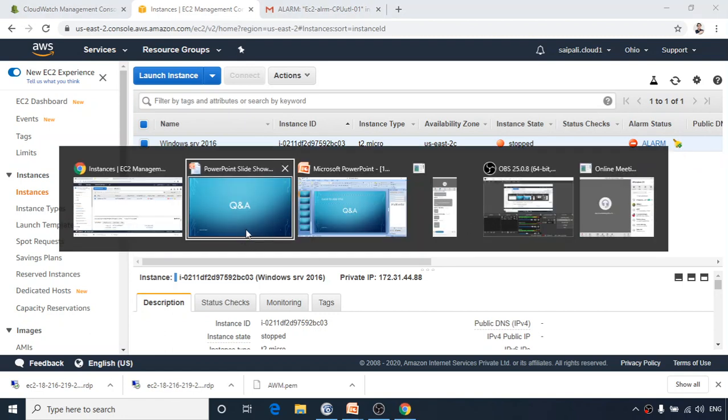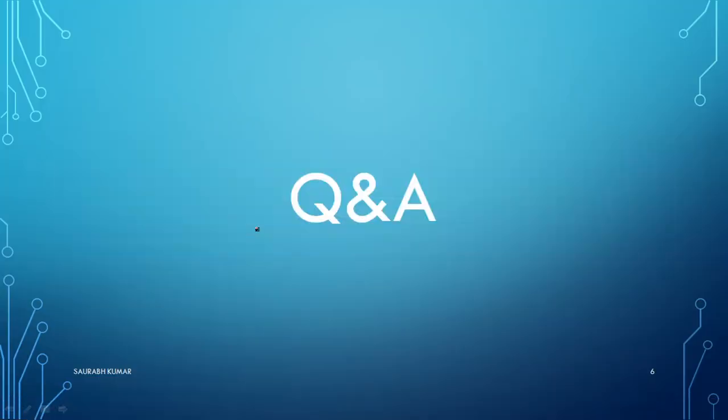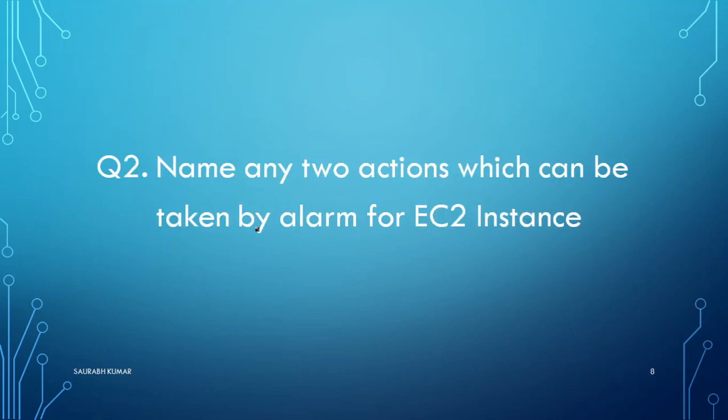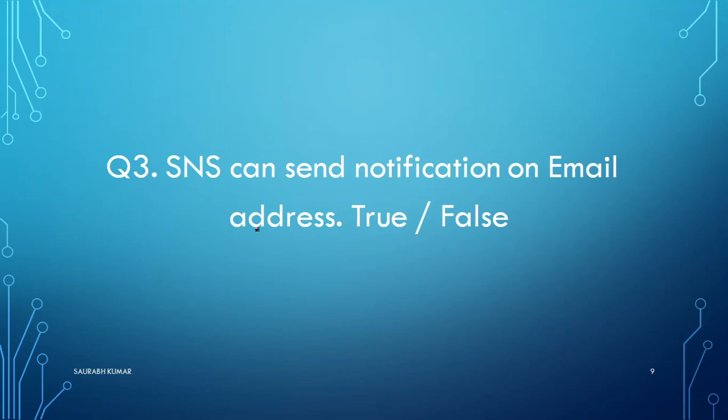So now let's move to the question answer part. The first question goes to you: CloudWatch is what kind of service from AWS? What does it do? Second question is, name any two actions, because there are almost 3-4 actions I have talked about, which can be taken by an alarm for an EC2 instance. Question number 3, SNS. I explained about this service. SNS can send notification to an email address. Is it true or false?